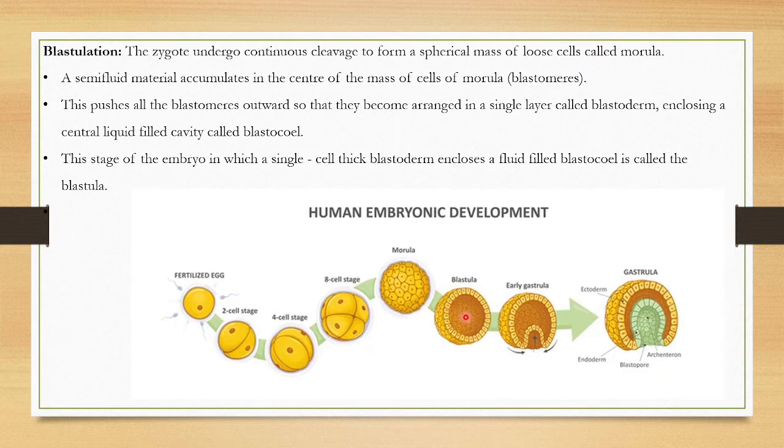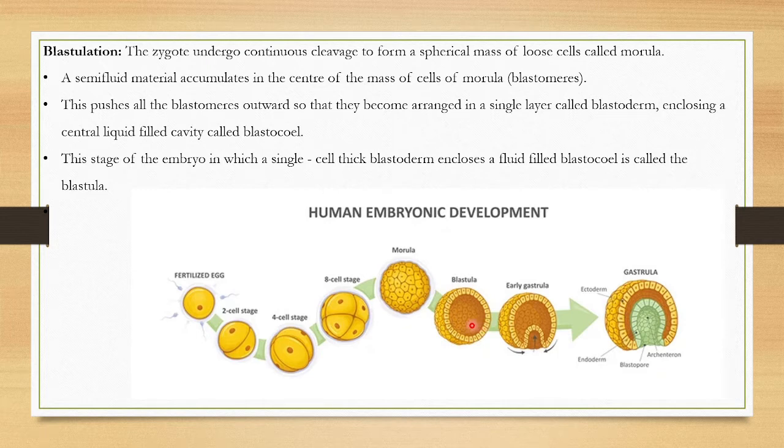But gradually that fluid pushes the blastomeres towards the outside. It starts to create a cavity inside. The cells arrange themselves as a single layer on the outside. That is called the blastoderm. So that single layer is called the blastoderm, and the central fluid-filled cavity is called the blastocoel. This stage is called blastula.